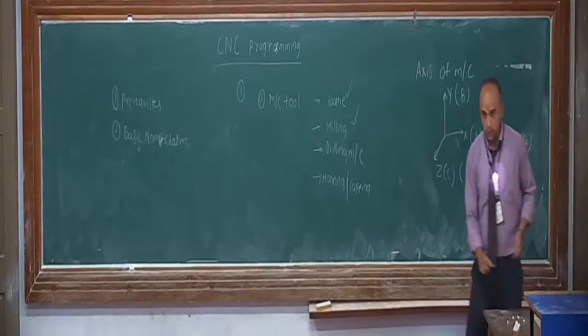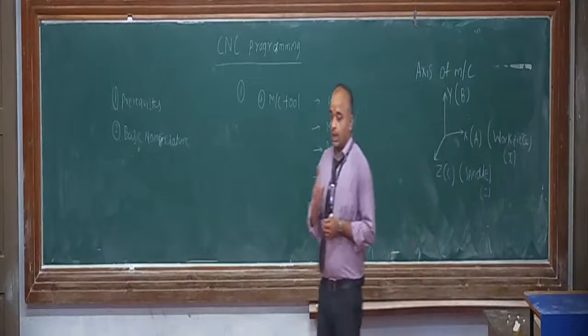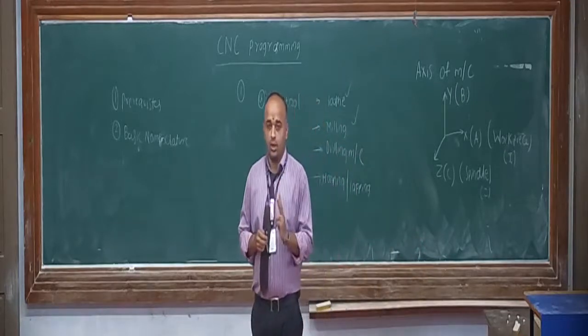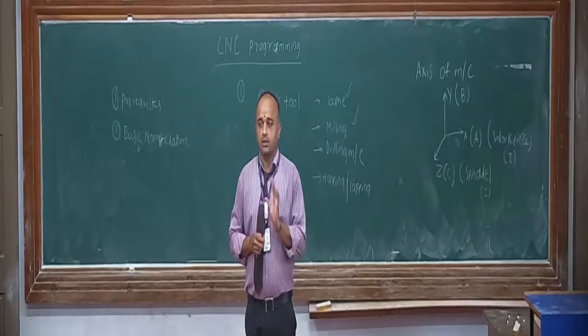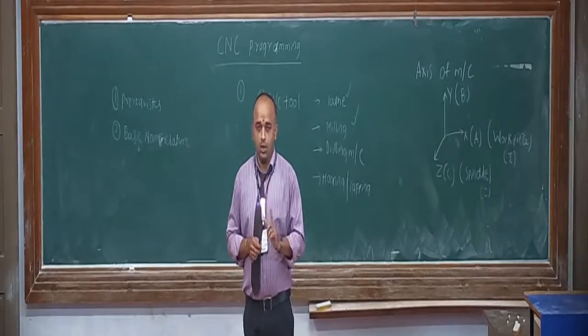So, in case of a lathe machine, there are only two axes. Remember, in case of a lathe machine, there are only two axes which will be utilized for writing the programming. That is, one is the x axis and one is the z axis. There is no y axis. So, why is this very important?